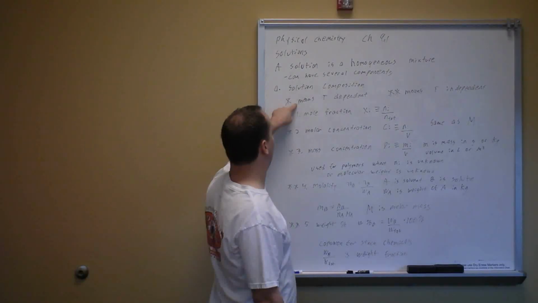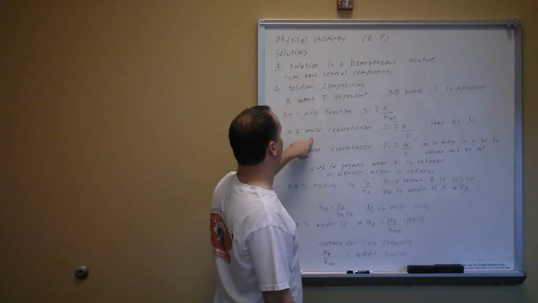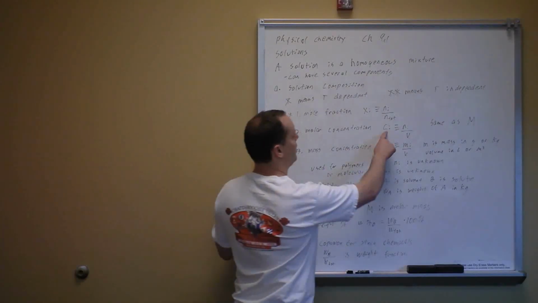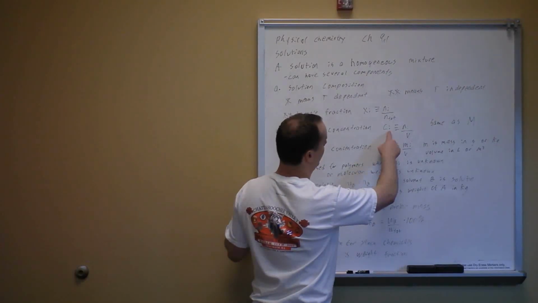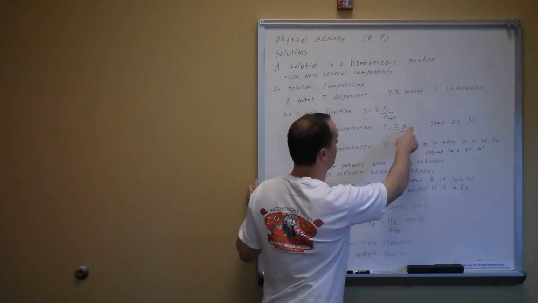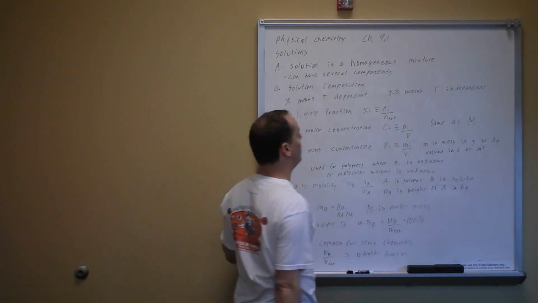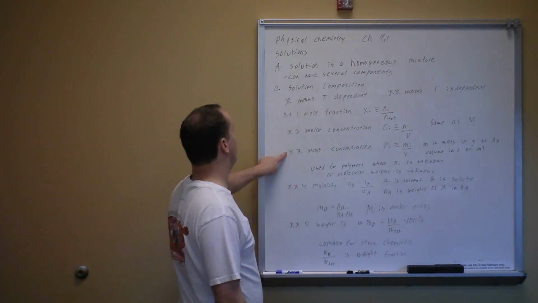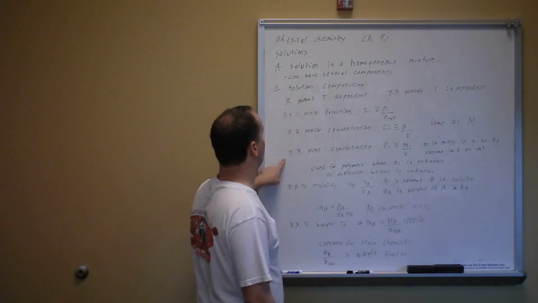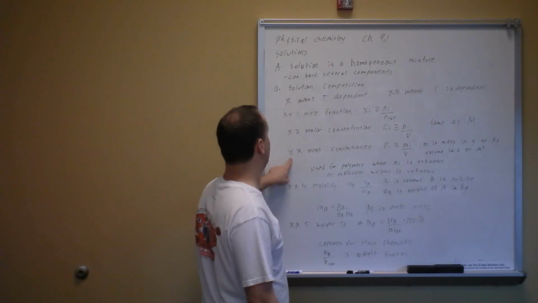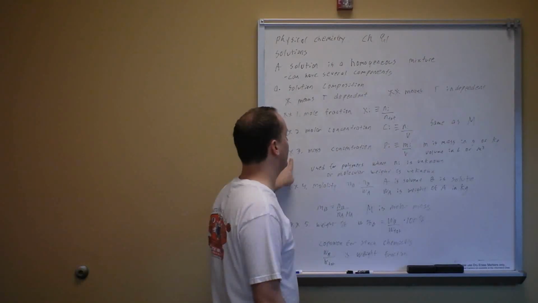2, 1 star, this is temperature dependent, it's molar concentration. So that's C sub I, again I is our analyte, the solute. And that's just N sub I over V for volume. It's the same thing as molarity that you learned in general chemistry. And then 3, mass concentration. That's 1 star, so mass concentration is temperature dependent.